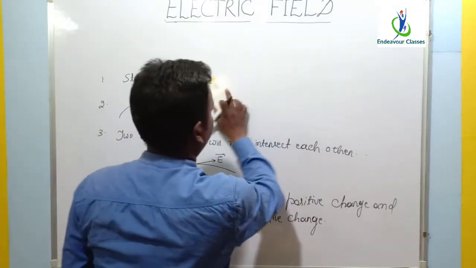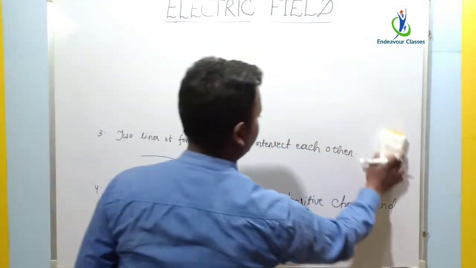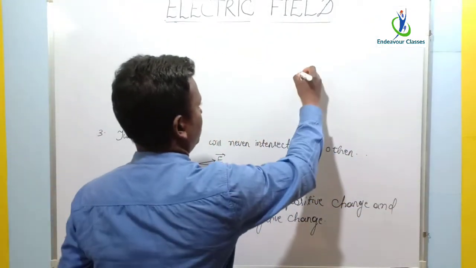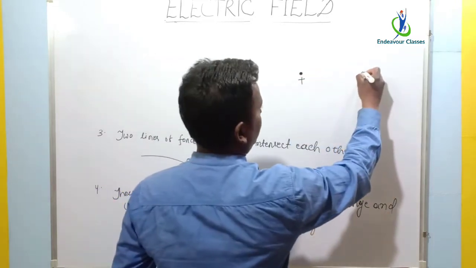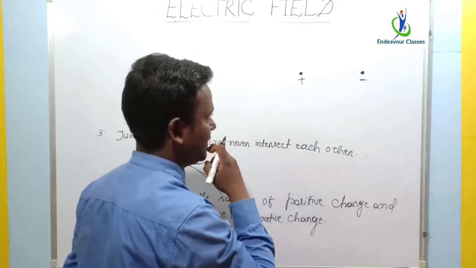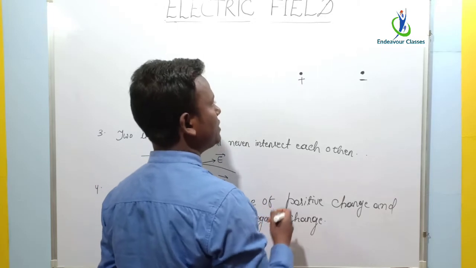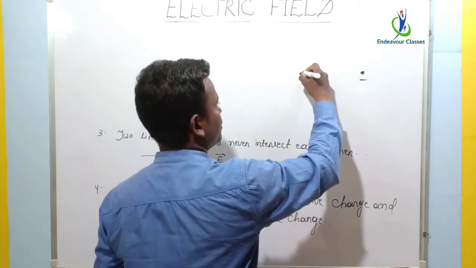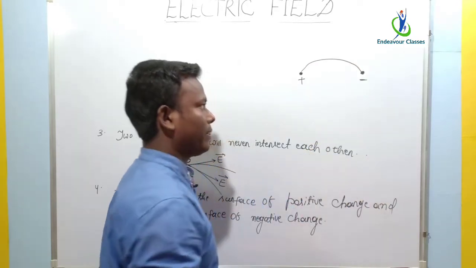You see, if we have a positive charge and a negative charge, suppose these are point charges, then the electric lines of force will always start from the surface of a positive charge and end on the surface of a negative charge.